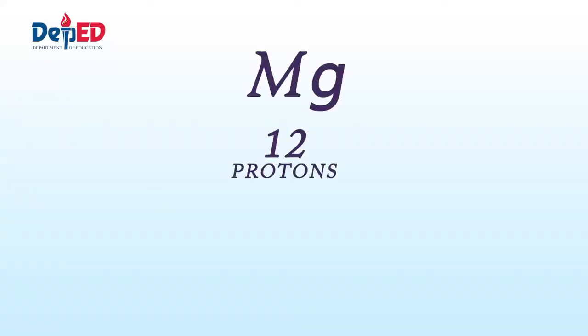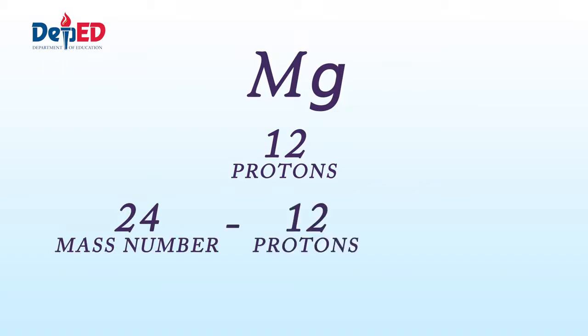For example, magnesium has 12 protons. If the mass number is 24, then 24 minus 12 is equal to 12 neutrons. So yes, the mass number can indirectly tell us the number of neutrons. But 24 here does not refer to the number of neutrons. That makes letter A wrong. My final answer is C, mass number.